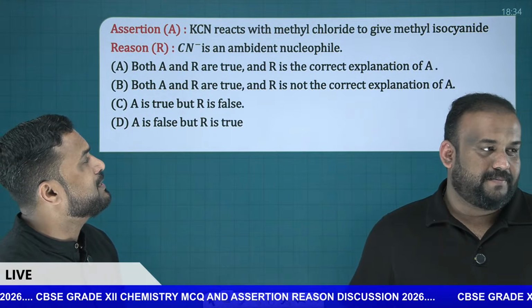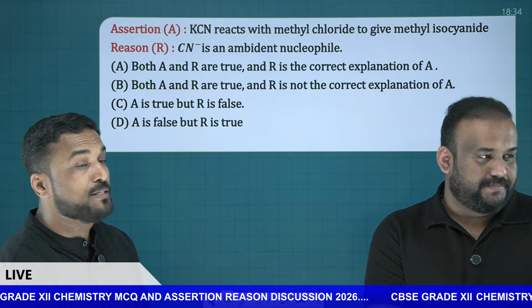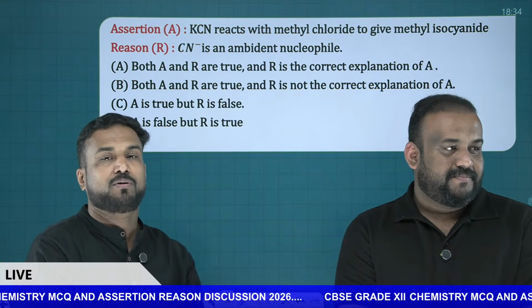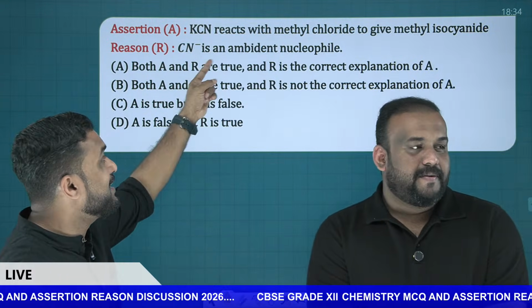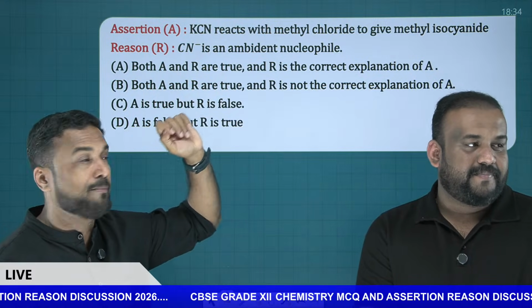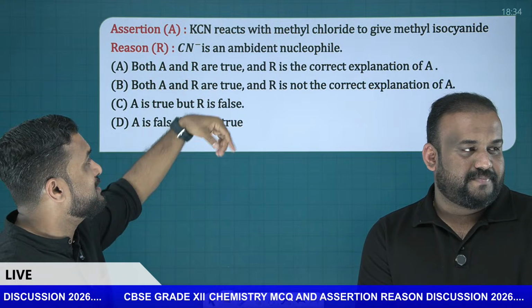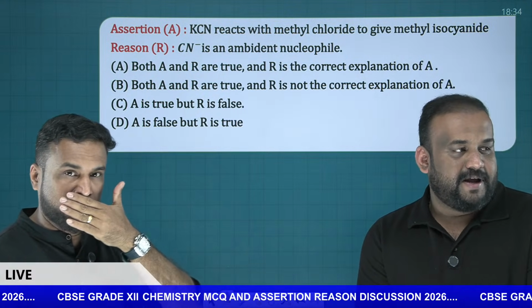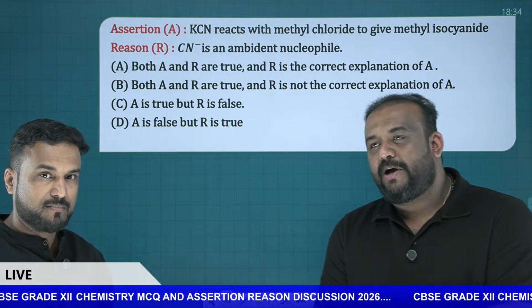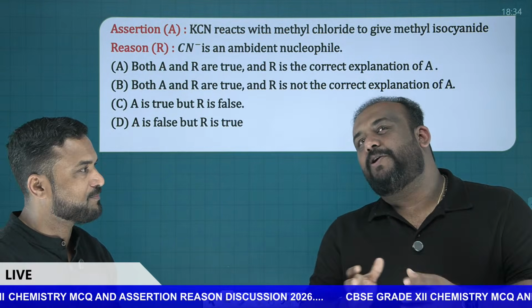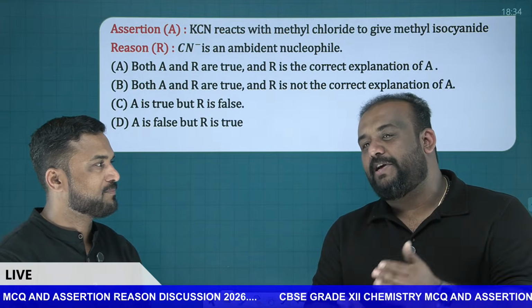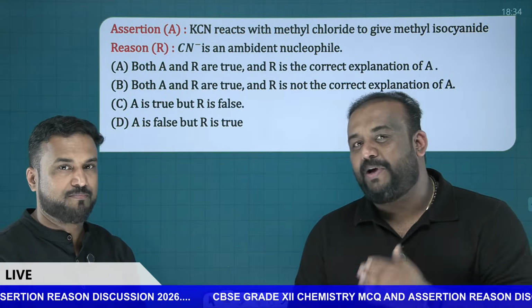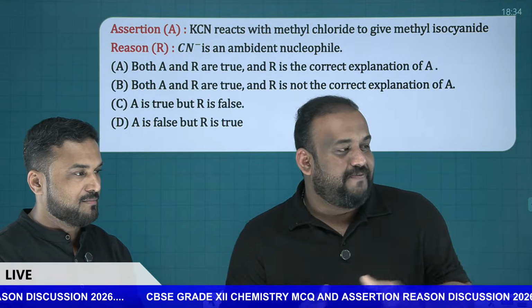KCN reacts with methyl chloride to give methyl isocyanide. Okay, so listen, methyl isocyanide they are telling. Carbylamine. The reason: CN minus is an ambidentate nucleophile. From this chapter, haloalkanes and haloarenes, every year there used to be a question related to either KCN, AgCN or KNO2, AgNO2, and you should be very clear about it.